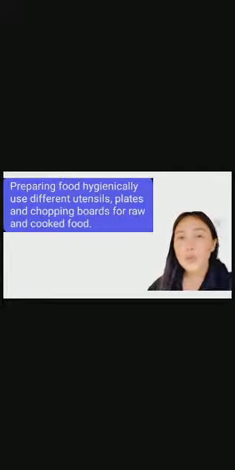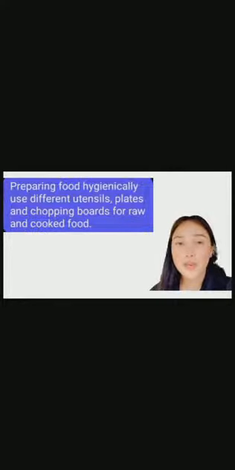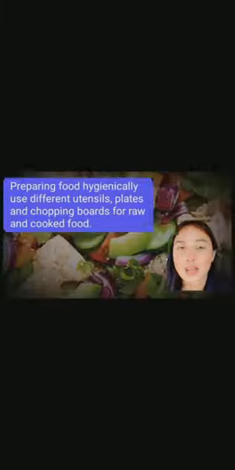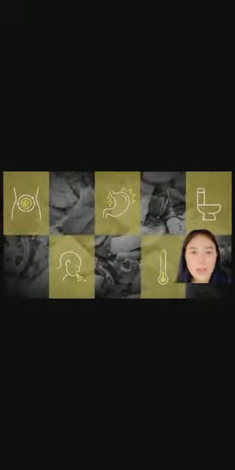First, preparing food hygienically. Use different tools, utensils, plates, and chopping boards for raw and cooked food. This way will help individuals to prevent contamination or foodborne illness. This will also prevent known illnesses such as nausea, stomach cramps, diarrhea, vomiting, and even fever.